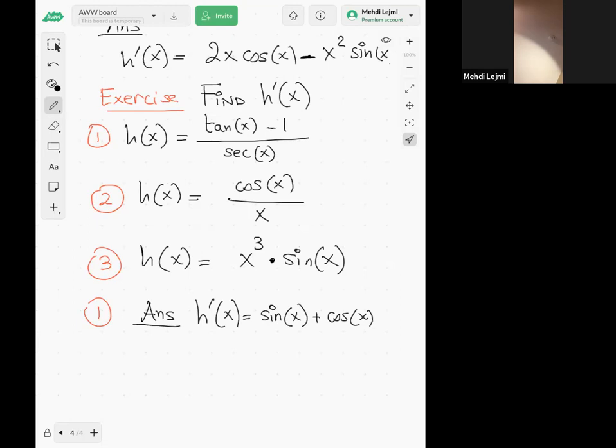So here it should be: find h prime and simplify if possible. Simplify your answer when it's possible.